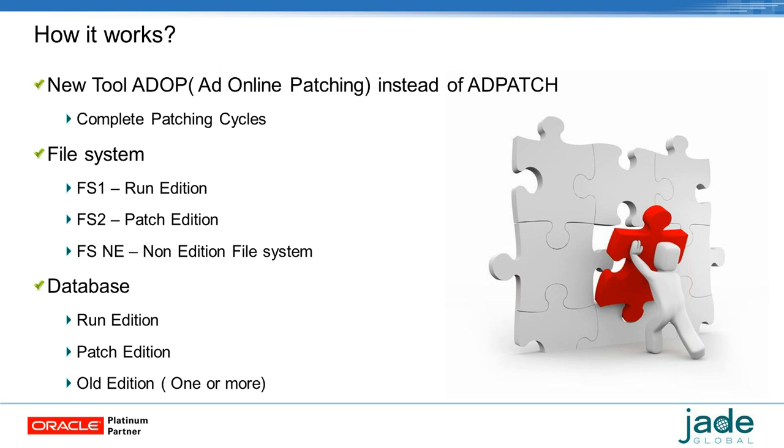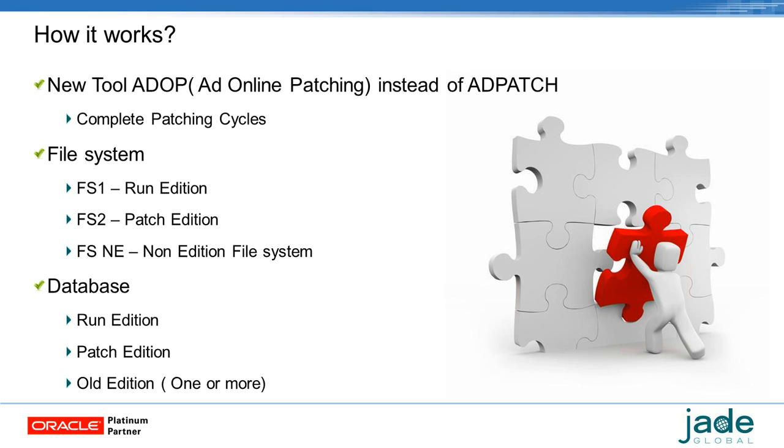The third file system is called FSNE, which is the non-edition file system. Just like in the database, a non-edition file system stores data, your files such as log output, report output or data files, which don't need to be duplicated. All those objects sit in the non-edition file system.